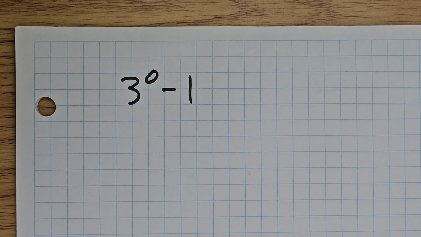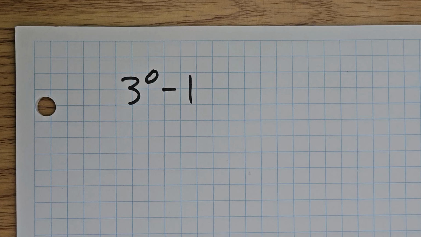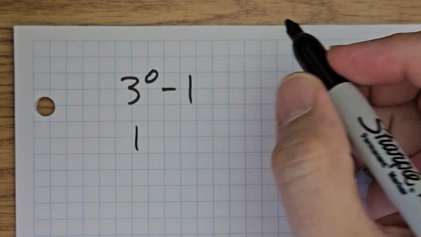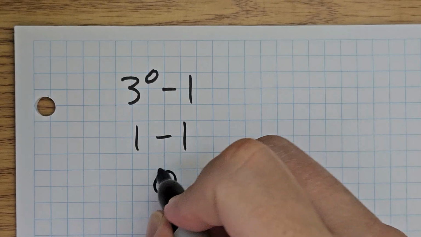Okay, here's a problem that came across my desk. This is from a commenter who wrote 3 to the 0 power minus 1. So we're going to simplify this. First, any number to the 0 power is 1. And so this simplifies to 1 minus 1, which is 0.